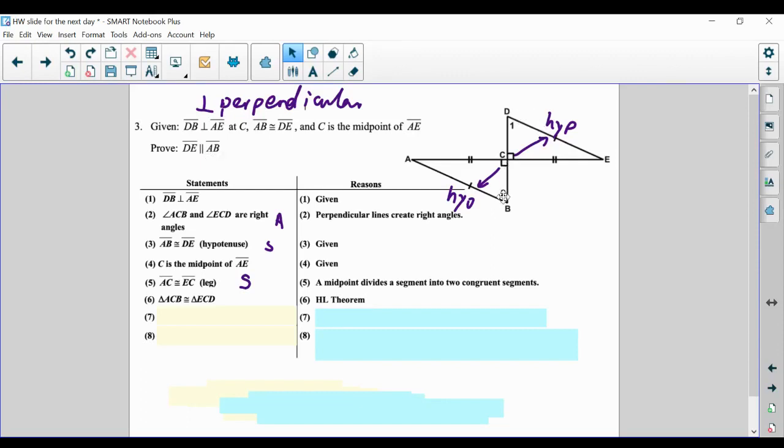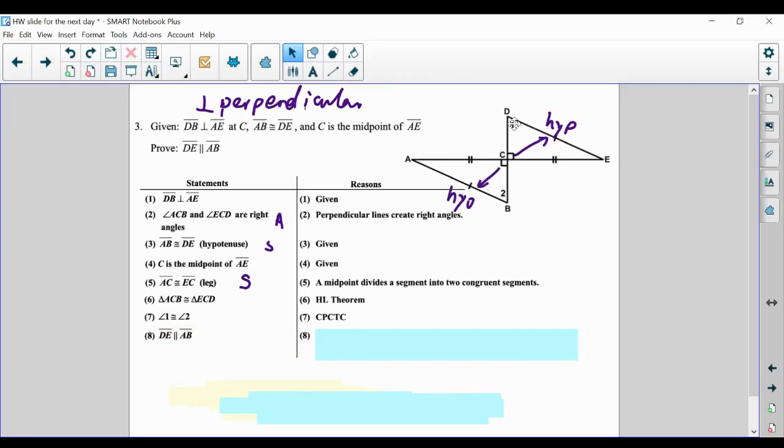Angle 1 is congruent with angle 2, or you can say angle A is congruent with angle E. Either one is fine. But here we use angle 1 is congruent with angle 2. And again, there's CPCTC because we proved the two triangles are congruent by HL, and their corresponding parts are also congruent. Angle 1 is congruent with angle 2, or you can say angle A is congruent with angle E. We finished the proof. DE is parallel with AB.